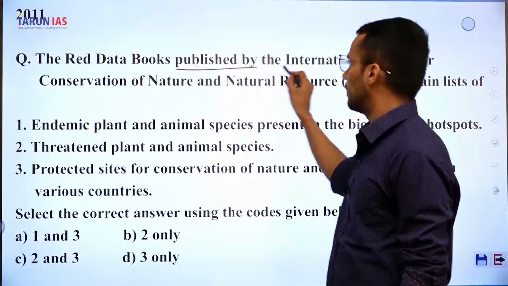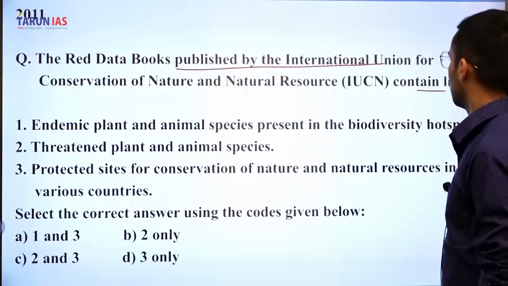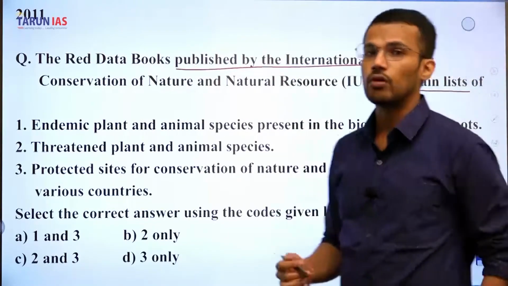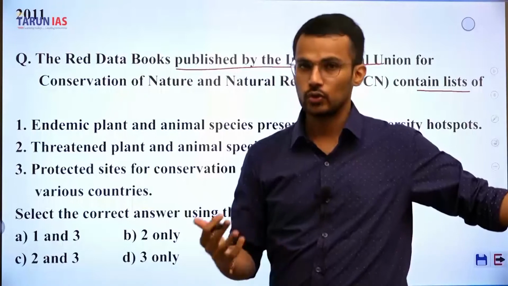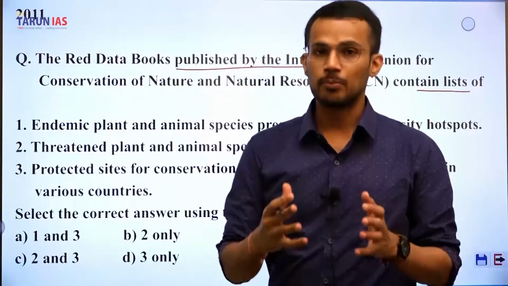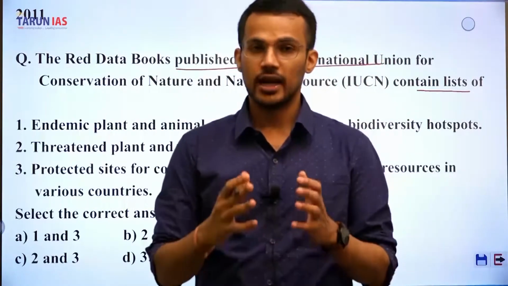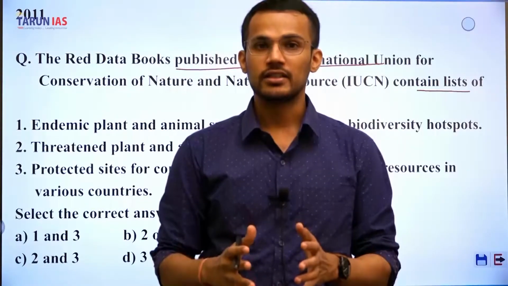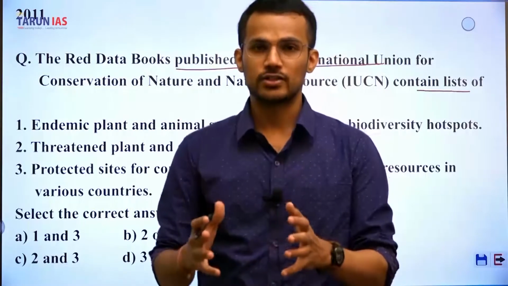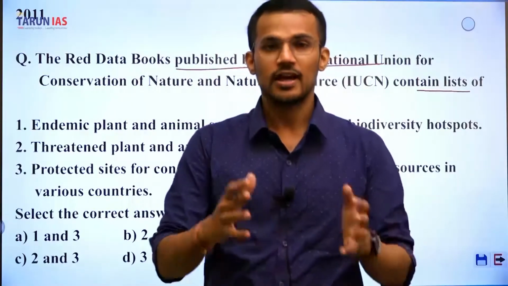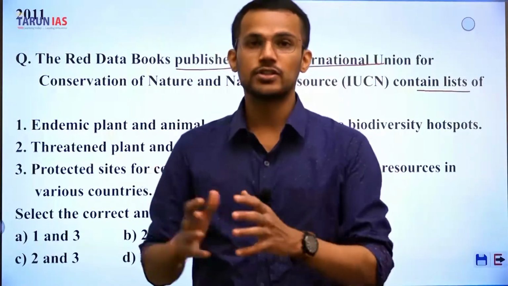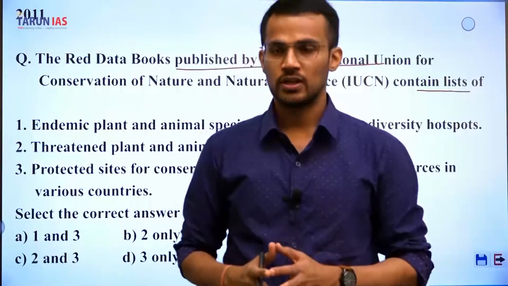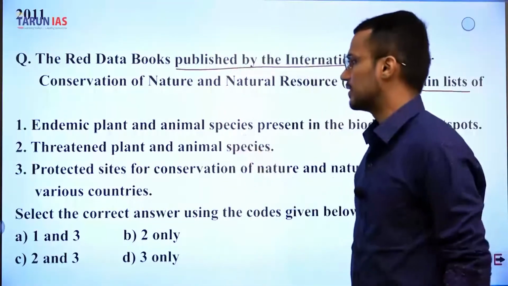Red data book published by the IUCN contains list of which of the following? So we know that red data book is given by the IUCN, and this book is about the threatened aspects related to plants, animals, and species of fungus. So let us discuss these statements.